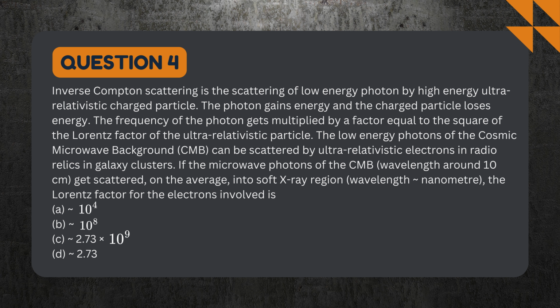If those microwave photons of the cosmic microwave background with wavelength around 10 centimeters are on average scattered into the soft X-ray region with wavelength around 1 nanometer, what is the Lorentz factor for the electrons involved? The choices are as shown.